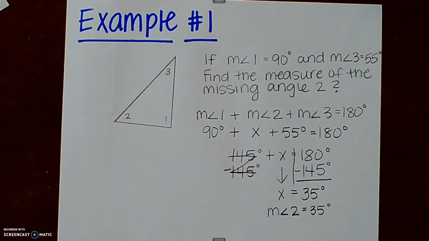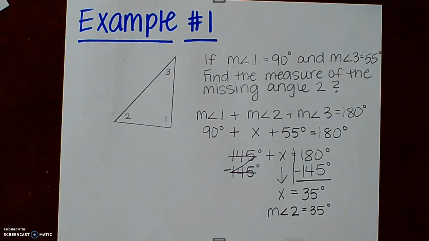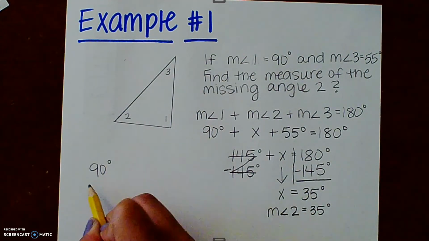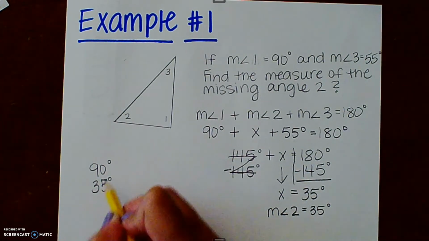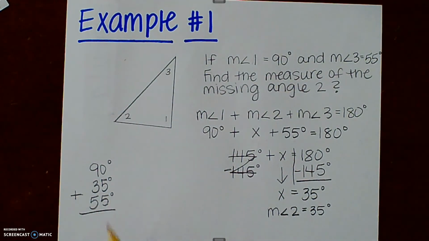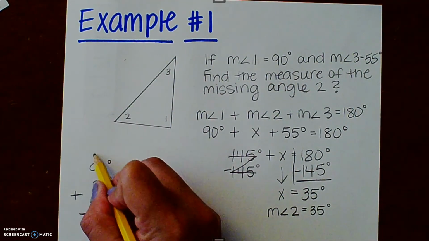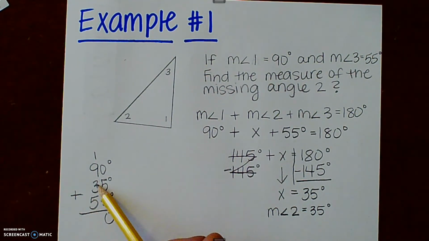And you can check, you can go back and plug this in to make sure. So you would just take all the angles and add them together. So 90 degrees plus 35 degrees plus 55 degrees should equal 180 degrees. So 5 plus 5 is 10, carry the 1. 1 plus 9 is 10, plus 3 is 13, plus 5 is 18. So yes, if I go back and check, all 3 angles added together gives us that 180 degrees.